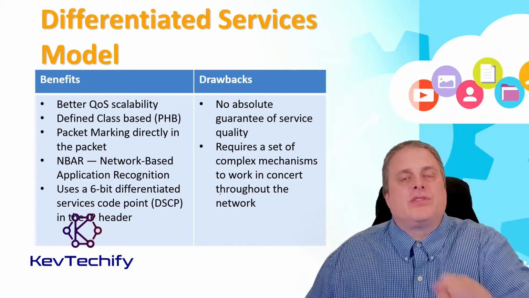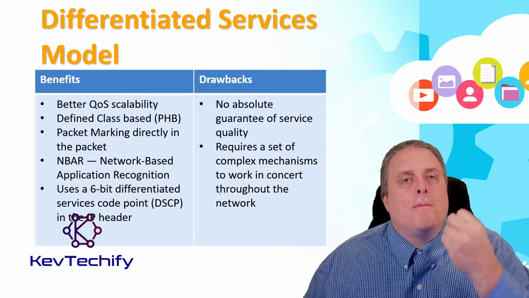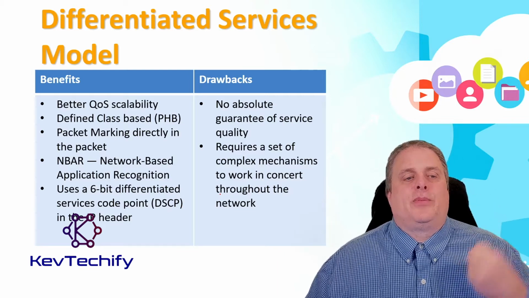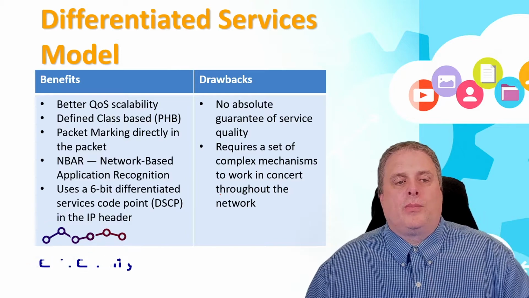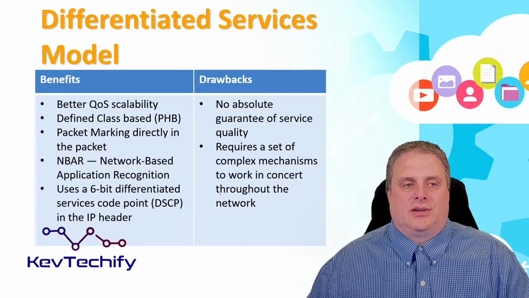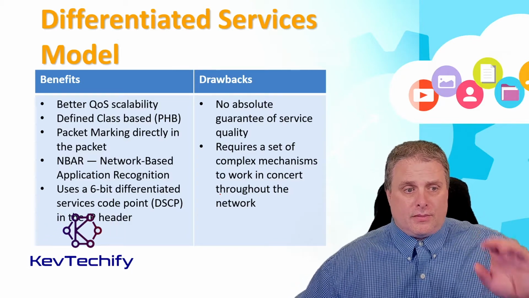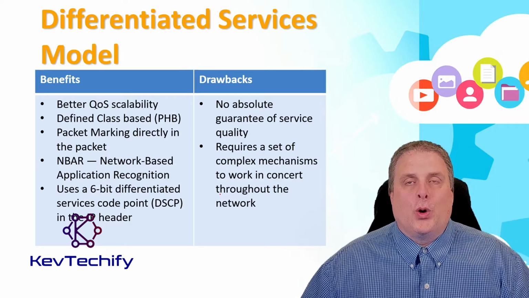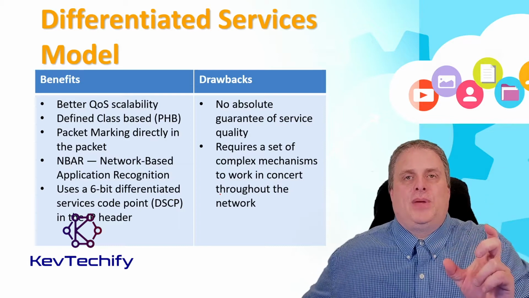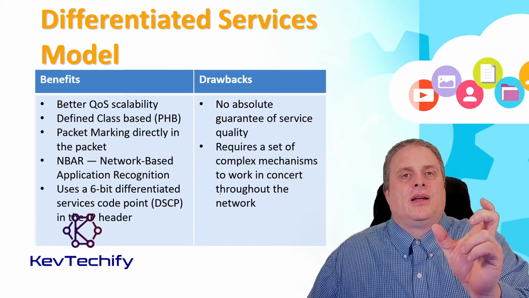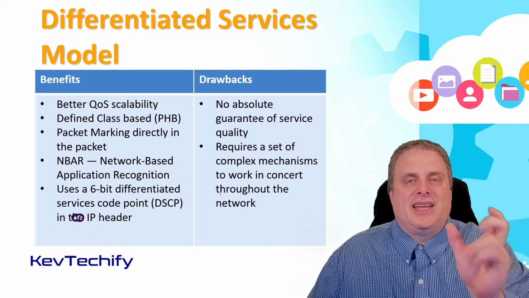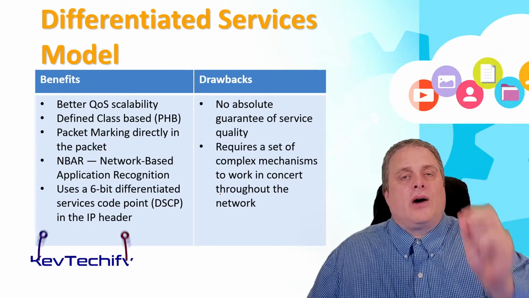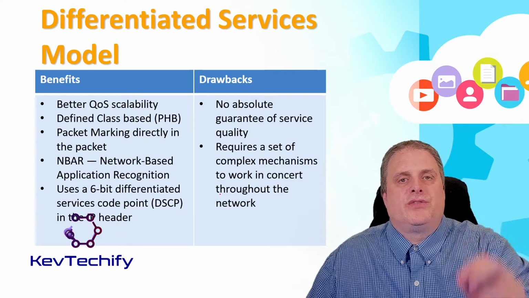And then as it travels through your network, we can look at that marking and identify what type of traffic it is. We use network-based application recognition, NBAR. And that uses a 6-bit differentiated services code point, DSCP, in the IP header. So we set some information in the IP header about how that data should be serviced through our network.